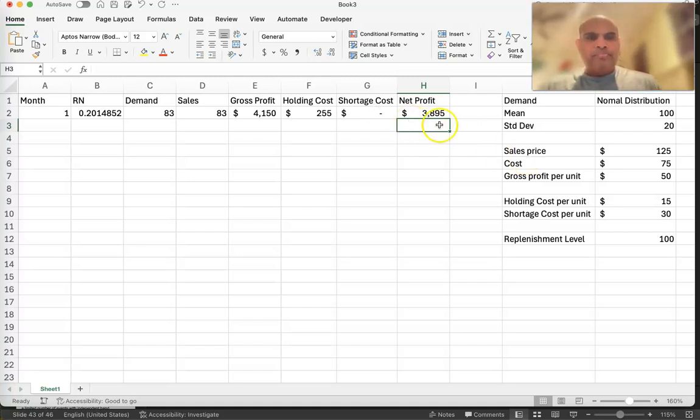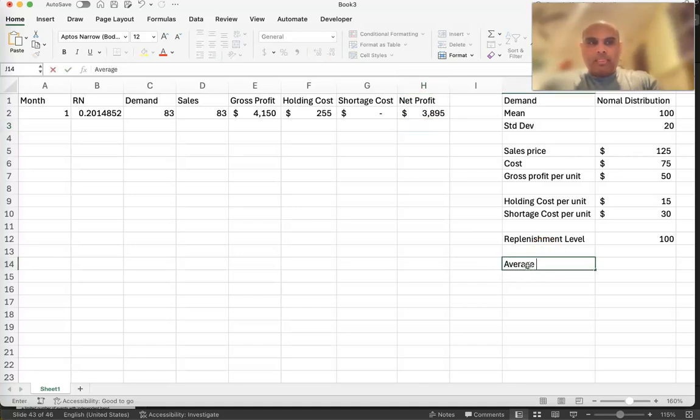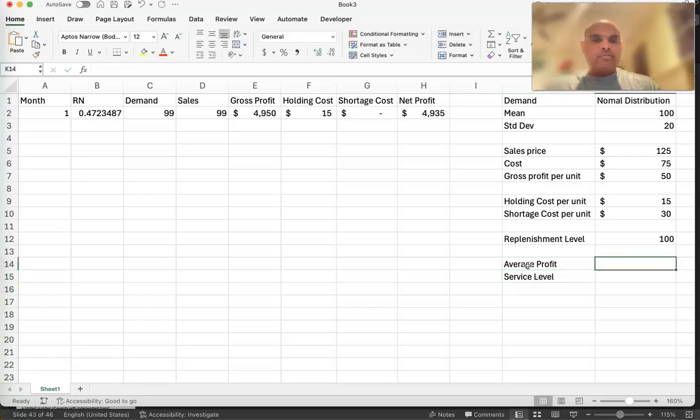All right, that's my net profit. This was a simulation for 1 month, and we want to simulate this for 1,000 months, and then we also want to average those numbers. We want to calculate some average metrics. The metrics that we actually want to calculate are the average profit and the service level.